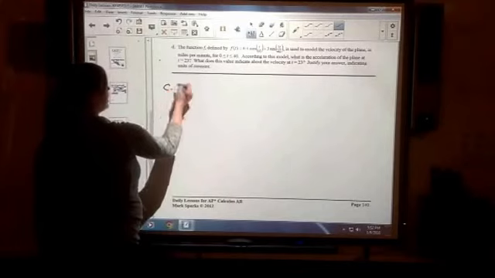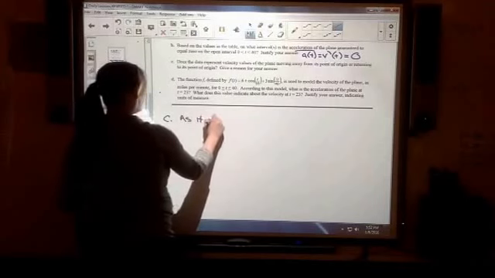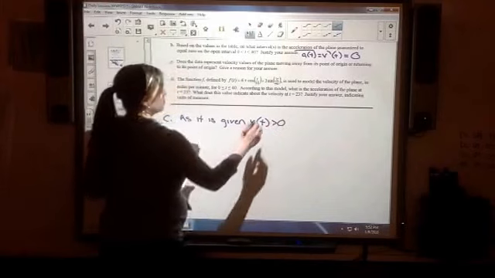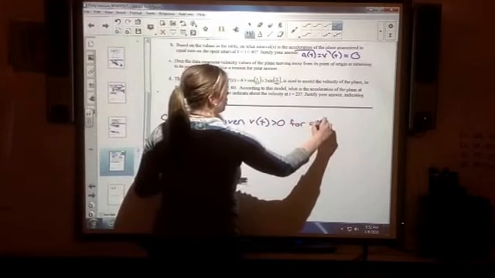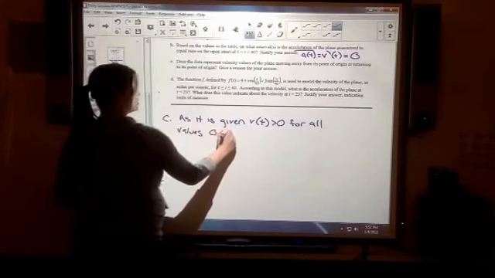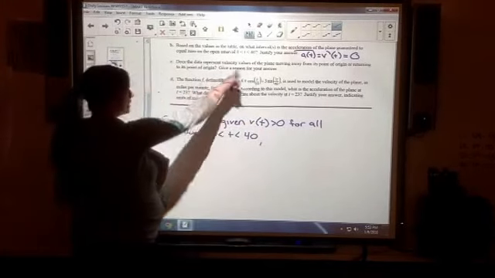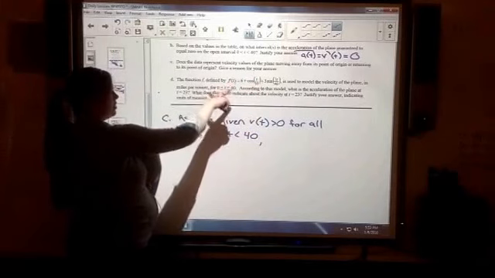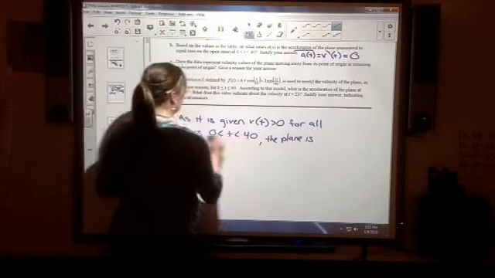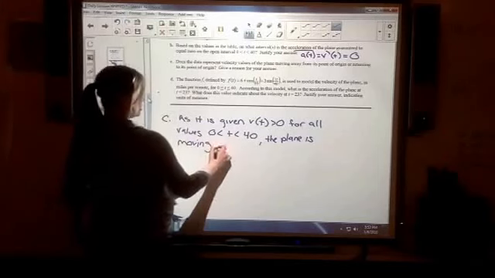So for C, I would say, as it is given, v of t is greater than 0 for all values 0 is less than t is less than 40. I'm going to say the plane is moving away from its point of origin. It's never going back. It started in one place, it continued to move in the same direction. Away.